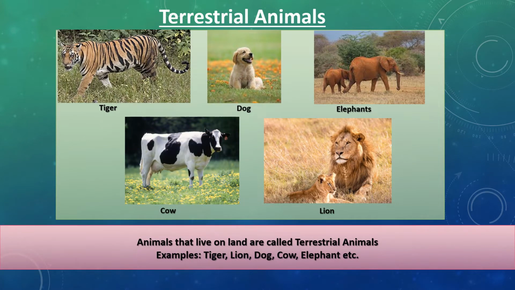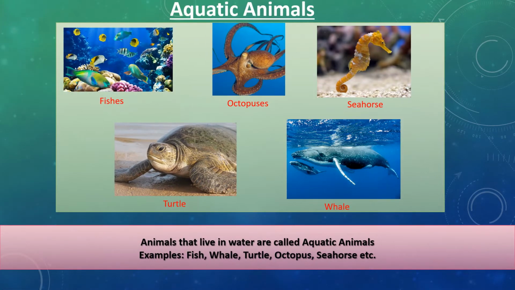What are terrestrial animals? Animals that live on land are called terrestrial animals. Examples: tiger, lion, dog, cow, elephant, etc. Aquatic animals. Animals that live in water are called aquatic animals. Examples: fish, whale, turtle, octopus, seahorse, etc.